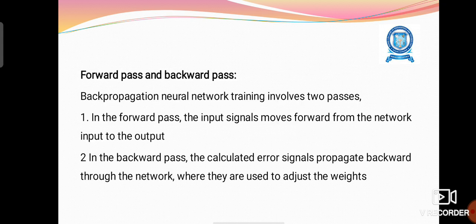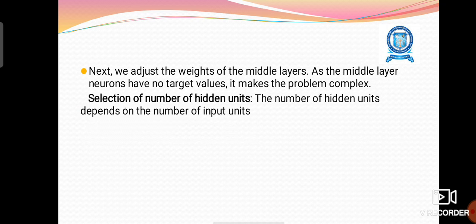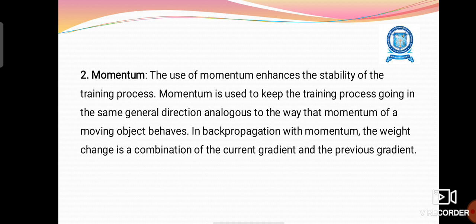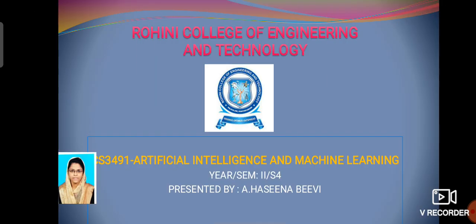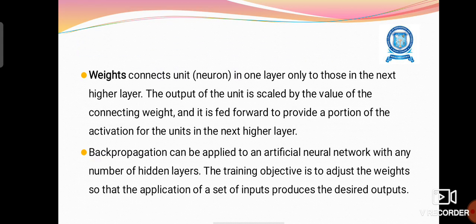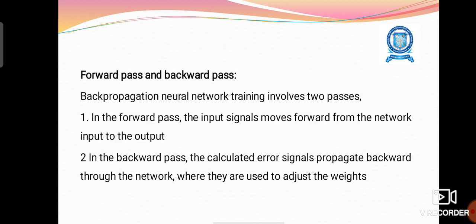The backpropagation involves two passes, forward pass and backward pass. In the forward pass, the calculation of the output is carried out layer by layer in the forward direction. In the backward pass, the calculated error signals propagate backward through the network where they are used to adjust the weights.